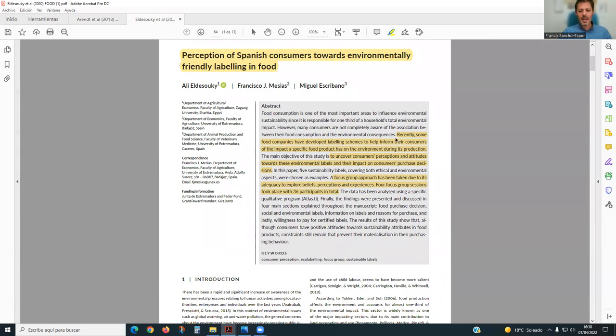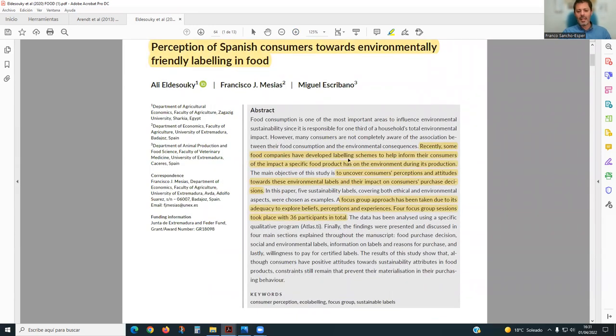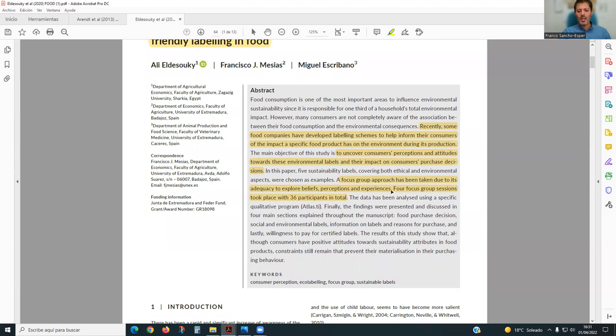And in the abstract, we can see in the resume in Spanish, interesting ideas like, recently some food companies have developed labeling schemes to help inform their customers of the impact a specific product has on the environment during its production. So the labeling is related to sustainable elements. The main objective of this study is to understand consumer perception and attitudes toward these environmental labels and their impact on consumer purchase decisions. And they say a focus group approach has been taken due to its adequacy to explore beliefs, perceptions, and experiences. 4 focus group sessions took place with 36 participants in total. And the data was analyzed by using Atlas.ti.